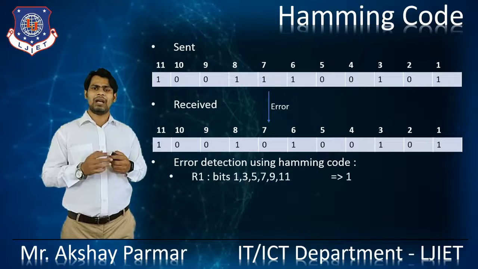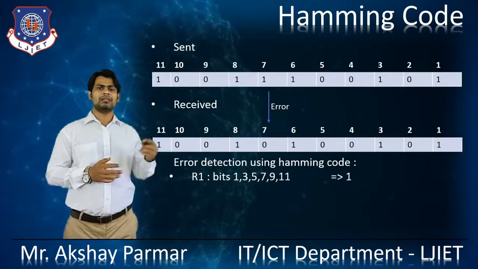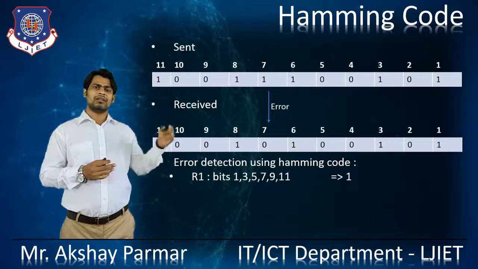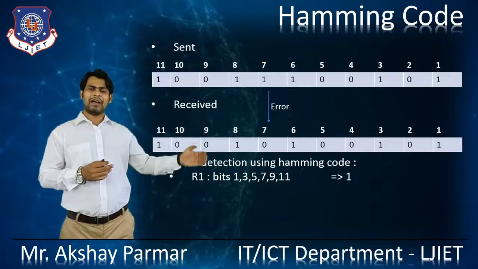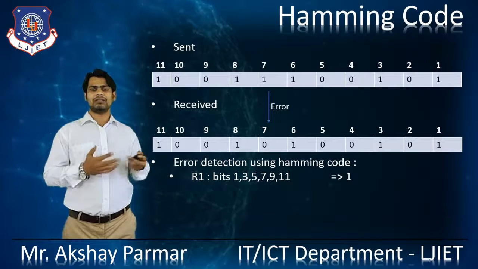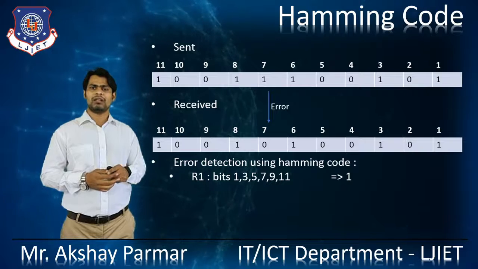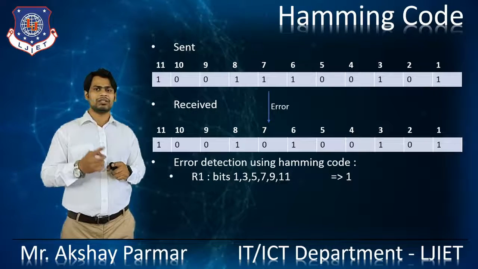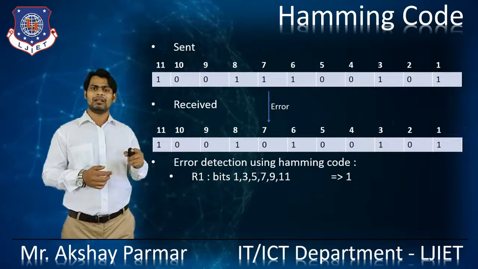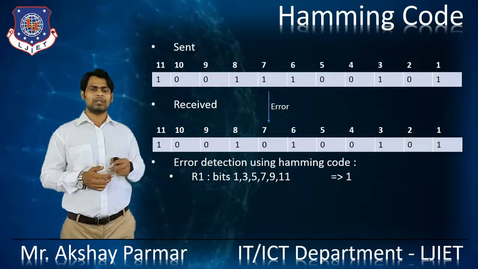So at the bit position R1, what is it? It is 1 there, right? For that we are selecting the bits 1, 3, 5, 7, 9 and 11, right? So what is the code there? At the 11th position there is a 1, at the 9th position there is a 0, at the 7th position there is a 0, at the 3rd position there is a 1, and at the 1st position there is a 1, right?